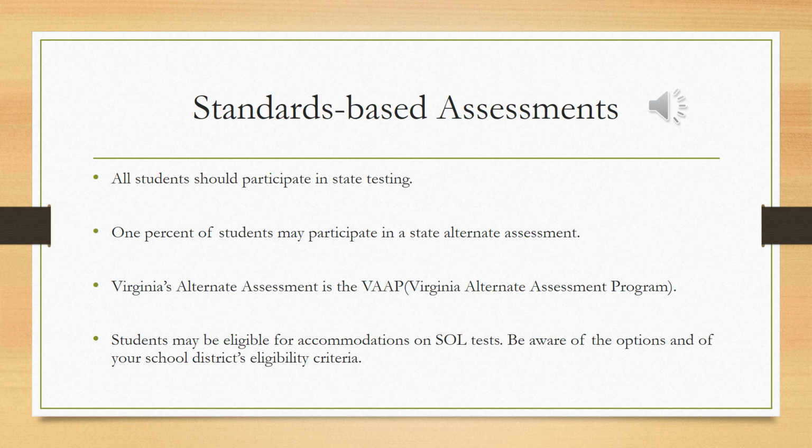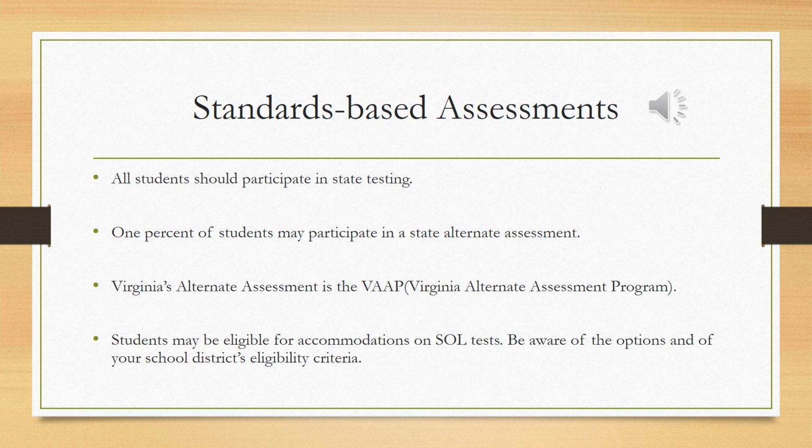All students should participate in state testing. There may be a very few exceptions, but we won't even discuss those. That's going to be individual to each school, but most all students should participate in one way or another. A very small number, 1% or less of the students, may participate in an alternate assessment. In Virginia, this is called the Virginia Alternate Assessment, or the VAAP. It is a different type of assessment, but still based on the standards.